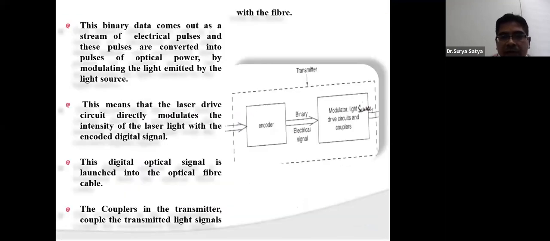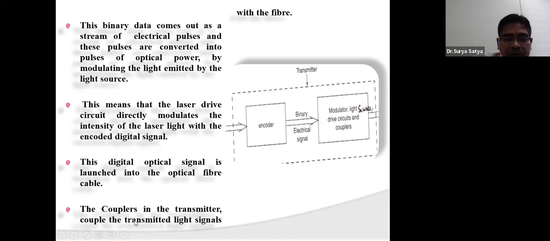That is what we are trying to put across. This binary data comes out as a stream of electrical pulses, and these pulses are converted into pulses of optical power by modulating the light emitted by the light source. This means we have laser drive circuits. The laser drive circuit directly modulates the intensity of the laser light with the encoded digital signal. So the digital optical signal is launched into the optical fiber cable.